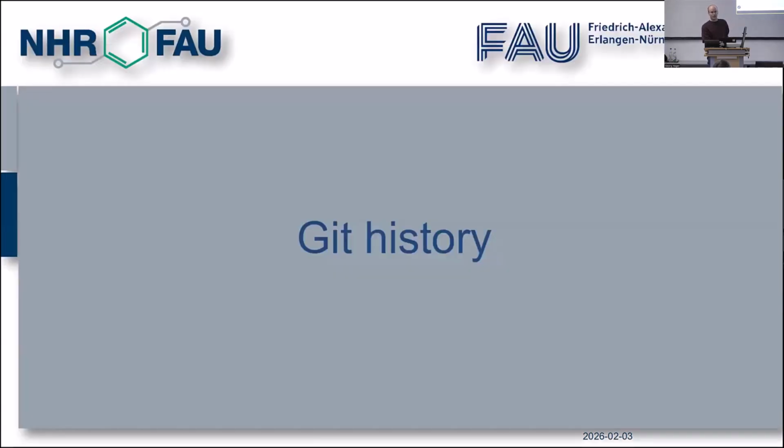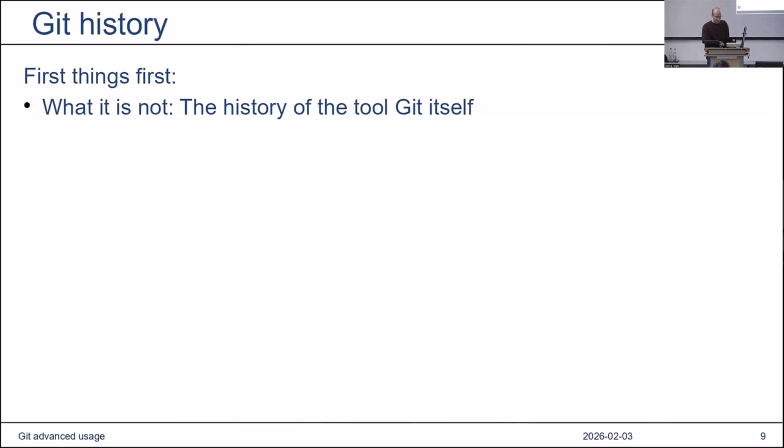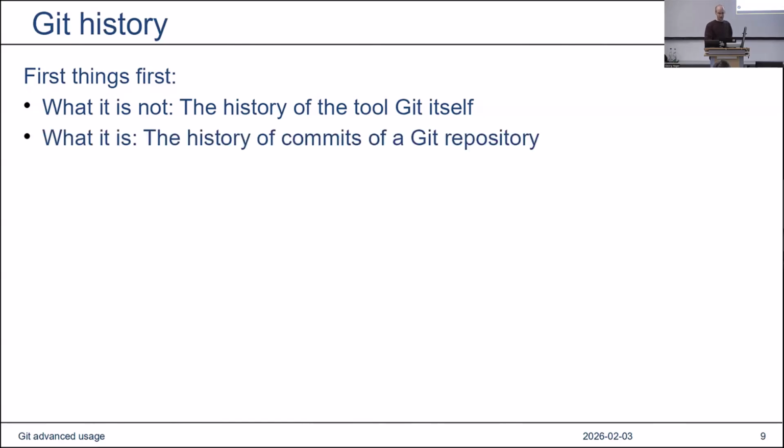So let's start with the first thing, Git history. I mean, it's hopefully obvious that we're not talking about the history of the development of Git itself. What does Git history mean? Well, it is, of course, a history of commits. So a commit is basically just a change that you bring into a Git repository, into a version control, just as a logical step that you can return to later and have a look again.